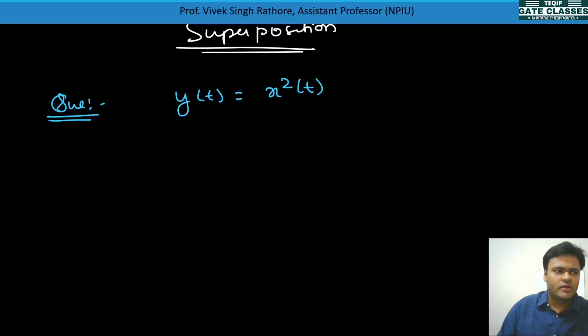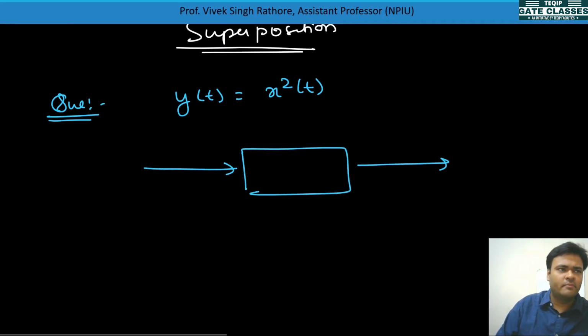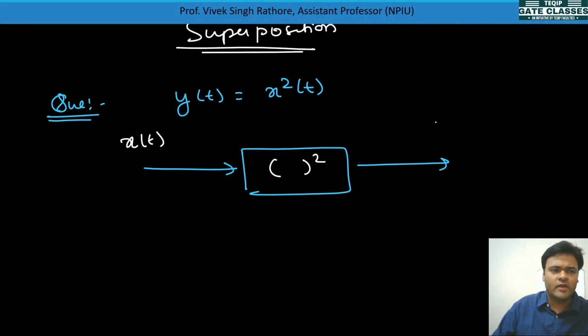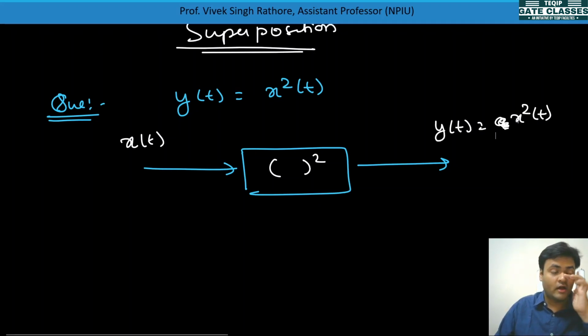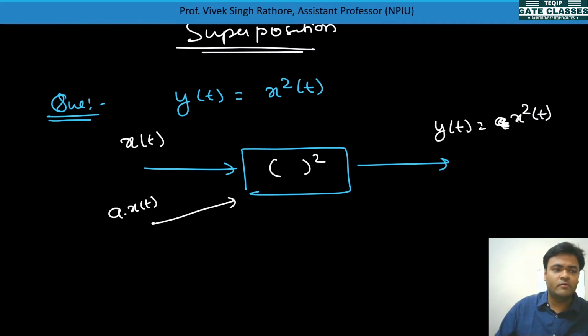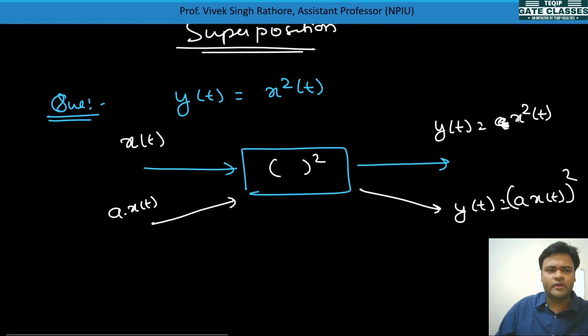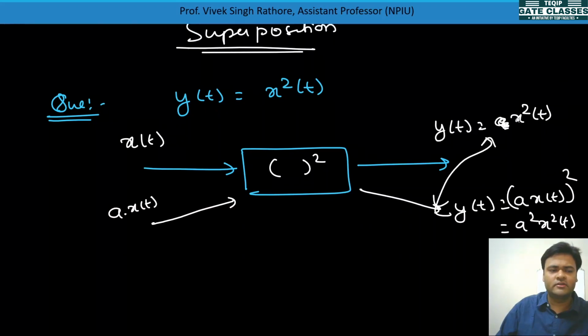Now what we need to do, see, if in a system we are giving input x(t), what it is doing is just squaring the input. So we are getting output y(t) is equal to x square (t). Now if we give input as a into x(t), whatever input comes, it will just square. So y(t) will be equal to (a x(t)) square, so it will come as a square x square (t), which is not equal to this condition, both.